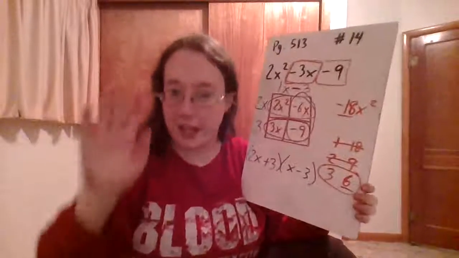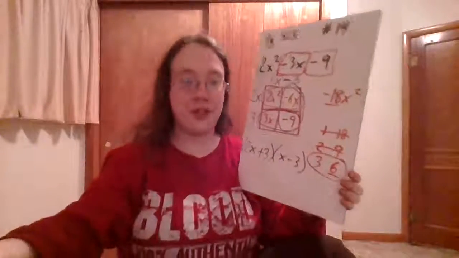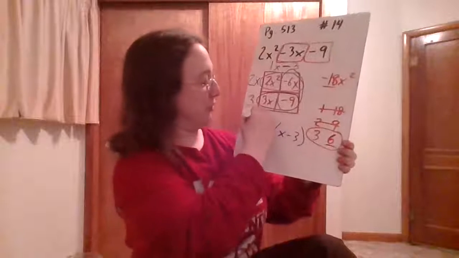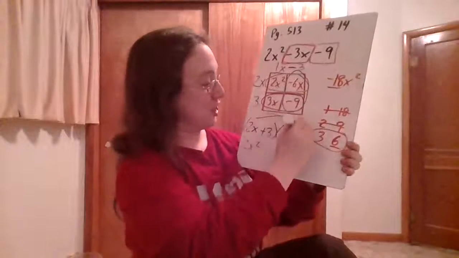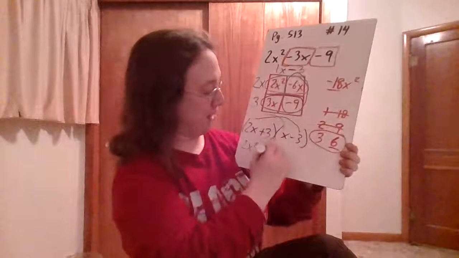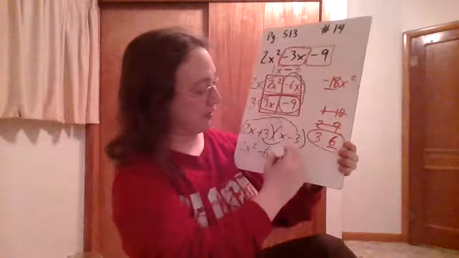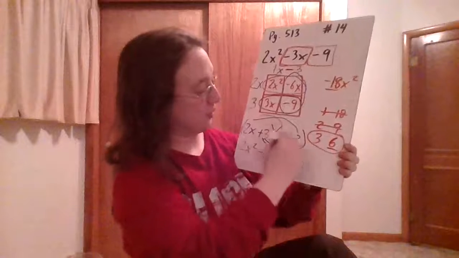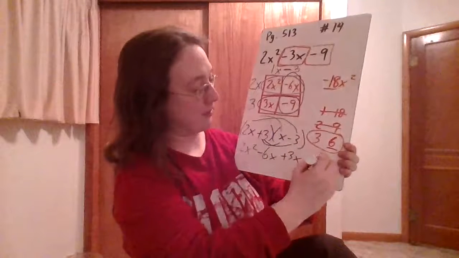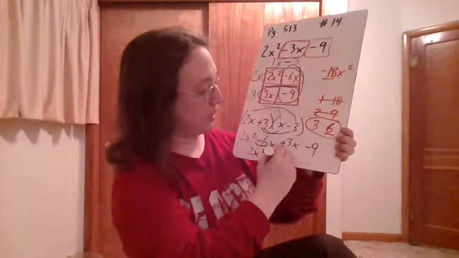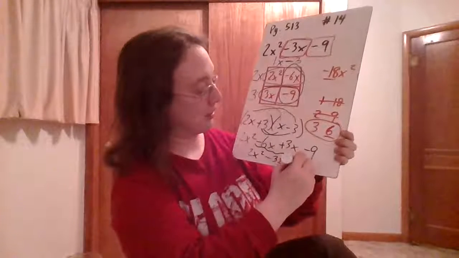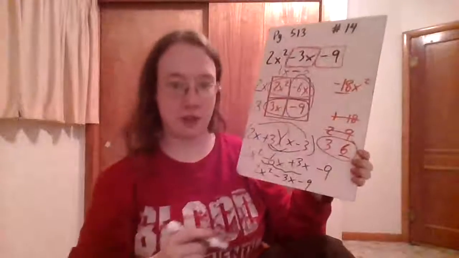And again, any of these, feel free to FOIL them back and say, okay, well, 2x times that x gives me a 2x squared. 2x times that minus 3 gives me a minus 6x. 3 times x is a 3x. 3 times 3 is a 9. That gets a minus because there's a minus there. And then if we combine our like terms, a negative 6 and a positive 3 are going to give us a negative 3x there. And sure enough, that's the thing we started off with.